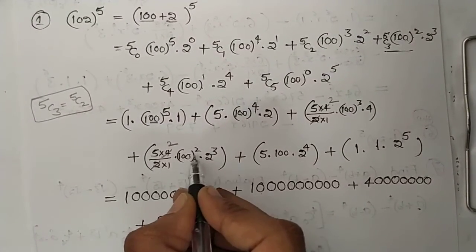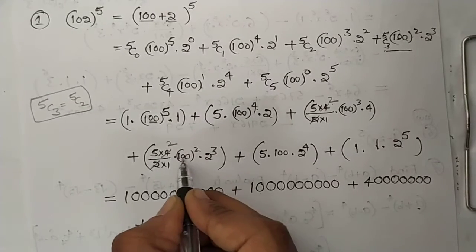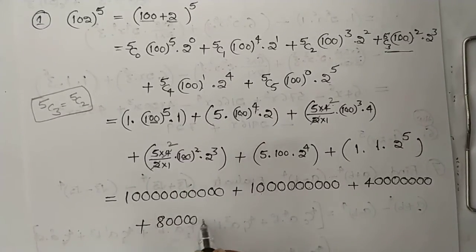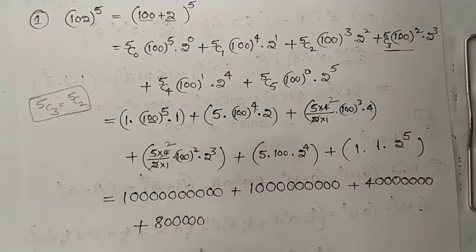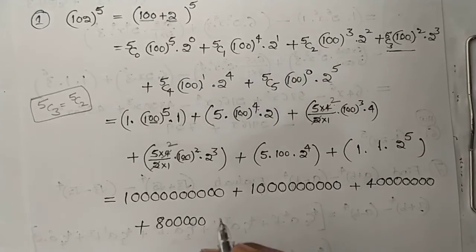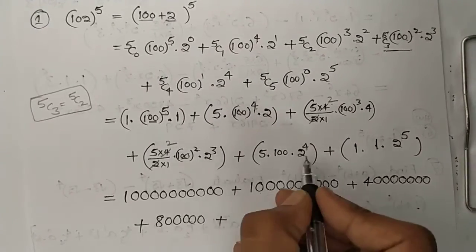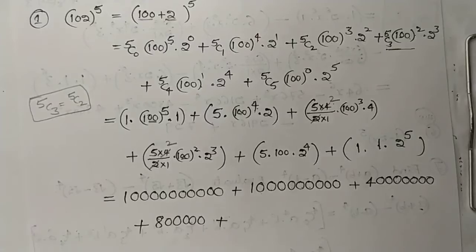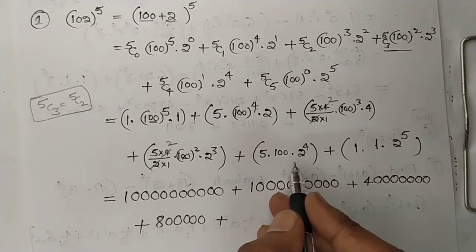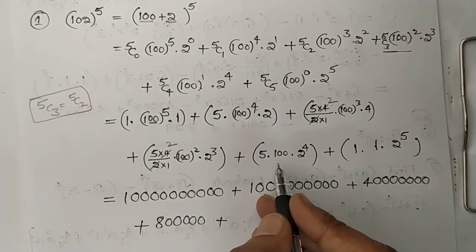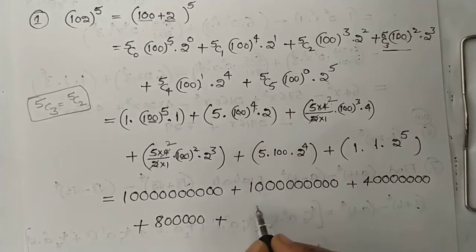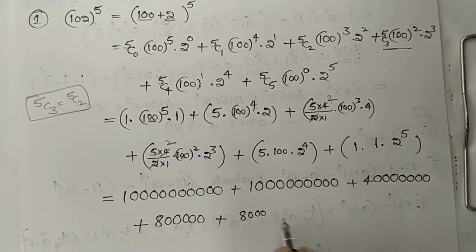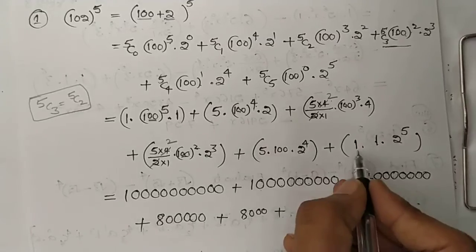100 whole square. Write 2 zeros 2 times. That means write 4 zeros: 1, 2, 3, 4. Including one more 0, 5 zeros will come. Next, plus. 2 power 4 is 16. 16 into 5 is 80. 80 into 100 is 8000. Plus 1 into 1 is 1.